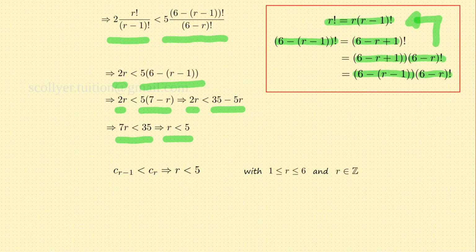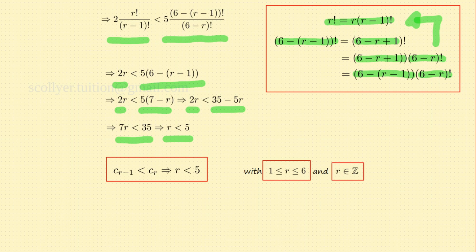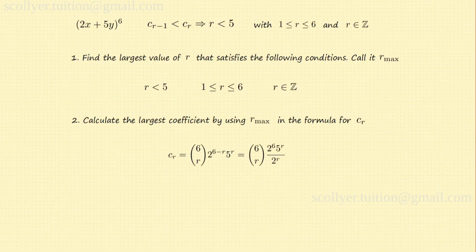And so we have shown that for the expansion of (2x + 5y)^6, the expression c_(r-1) is less than c_r implies r is less than 5, as we expected, and that is subject to the conditions r lies between 1 and 6 inclusive, and r is an integer. And so now we can find the largest coefficient in the expansion of (2x + 5y)^6.